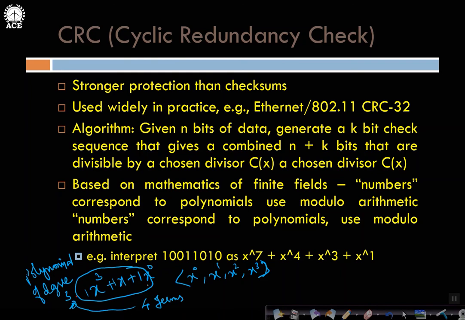x power 0 is this. So what is the coefficient of this? 1. What is the coefficient of this? 1. The x power 2 term is not present, so its coefficient is 0. x power 3 is 1.